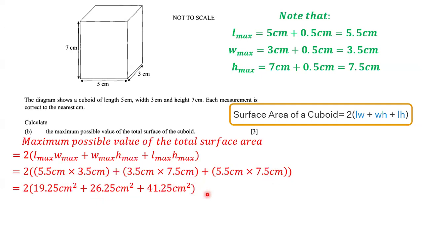And so we add them. When we add them, we get 86.75 centimeters squared multiplied by 2. And when you multiply, you get what? 173.50 centimeters squared. So we have 2 times 86.75, and 2 times 86.75 is 173.50 centimeters squared. And so that means that the maximum possible value of the total surface area of the cuboid is equal to 173.50 centimeters squared.